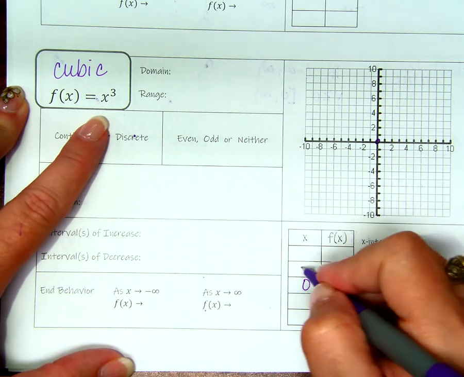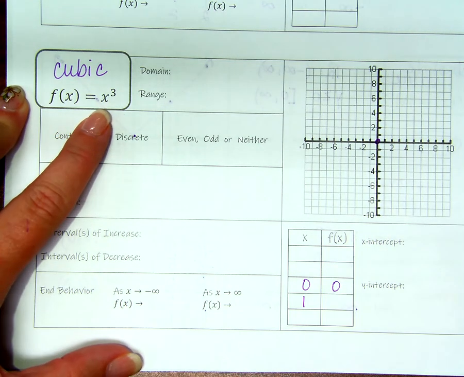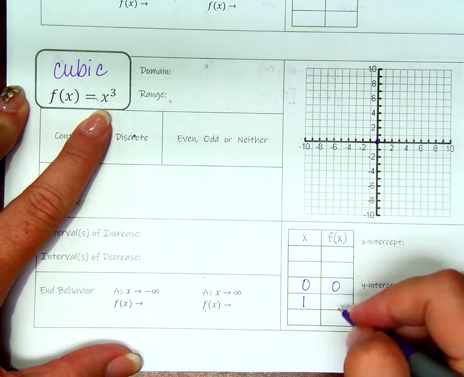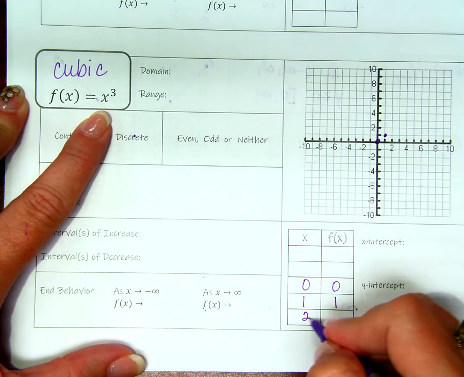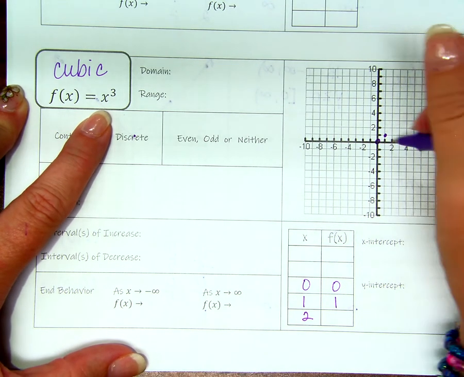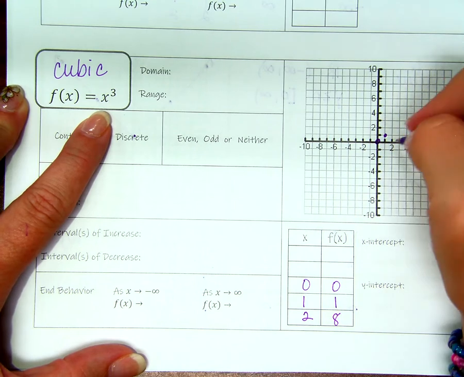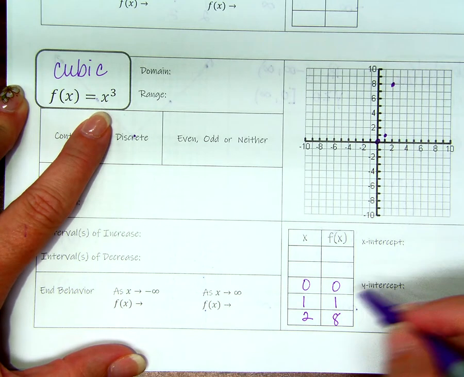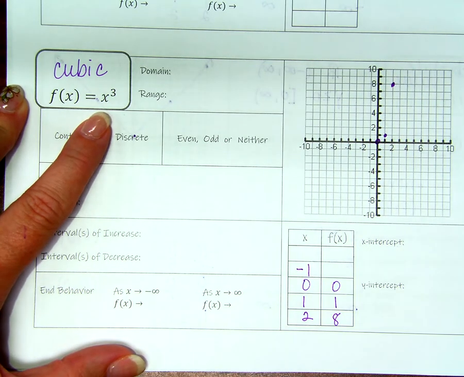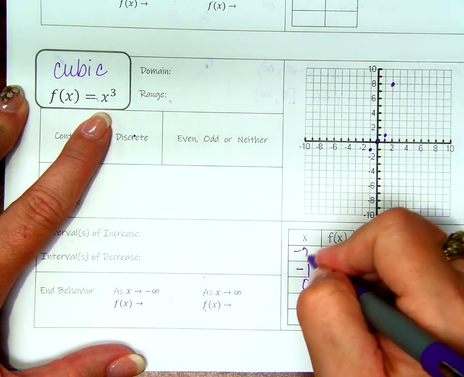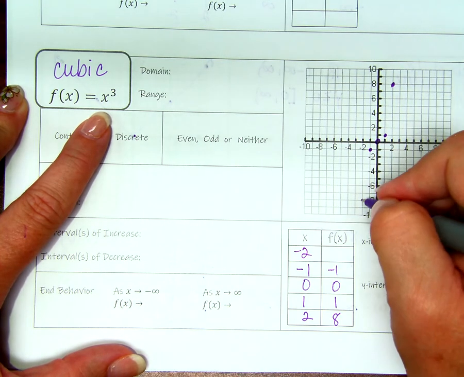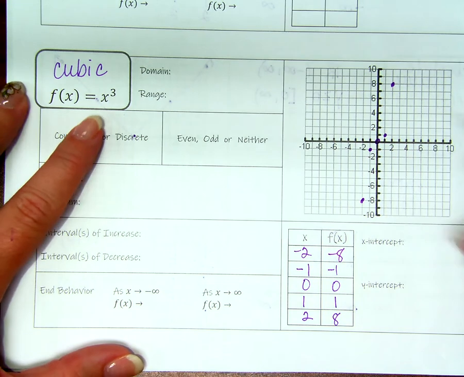What about if x is 1? What's 1 times 1 times 1? Try one more time. Okay, 1. What about if x is 2? What's 2 times 2 times 2? 8. So the point is 2, 8. Negative 1? Negative 1. And negative 2? Negative 8. Can I connect them?